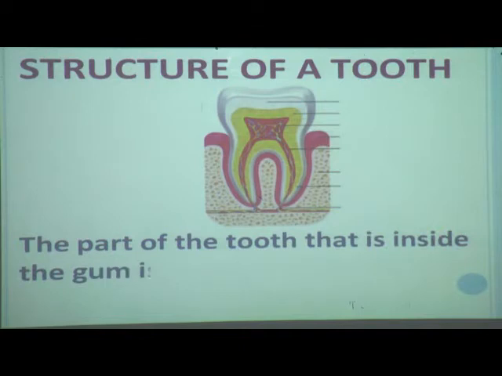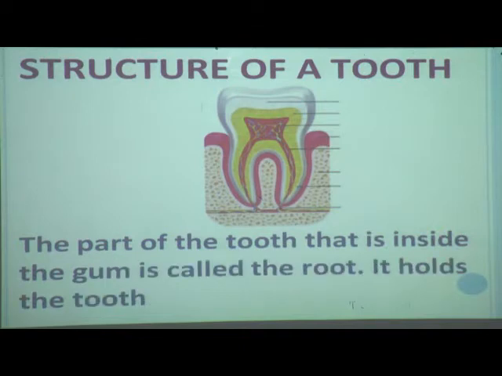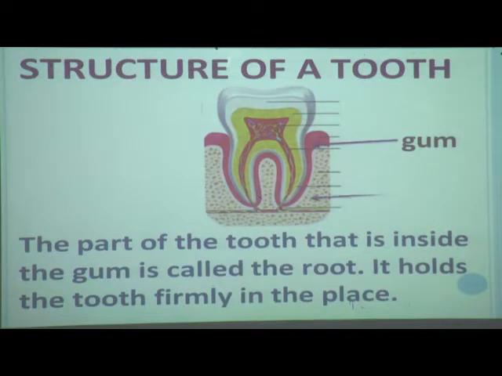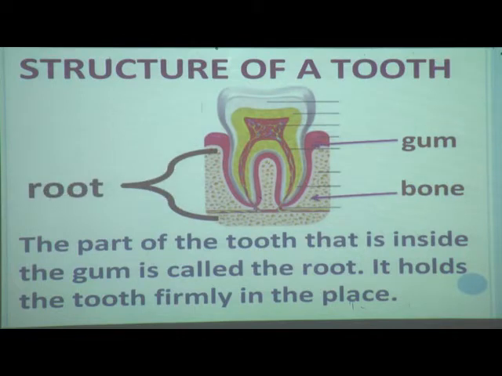The portion of the tooth that is inside the gum is called the root. You can see on the board, the root holds the tooth firmly in place. Just like the roots of a plant hold the plant firmly in the soil, in the same way the root part of the tooth holds the tooth firmly in place.